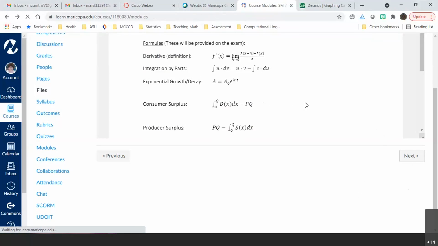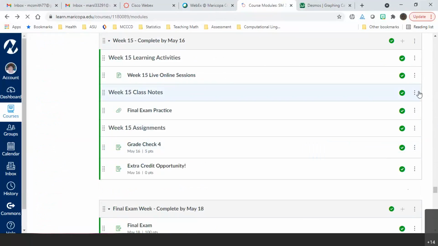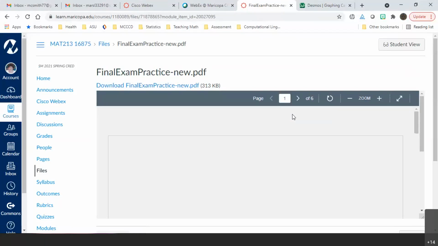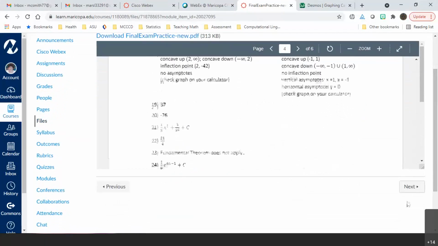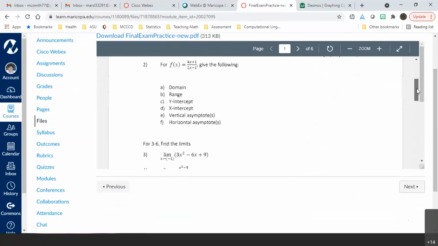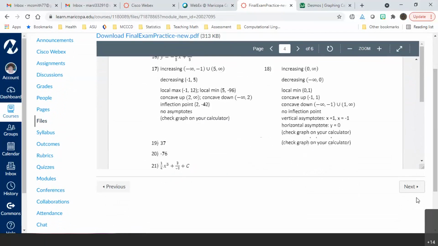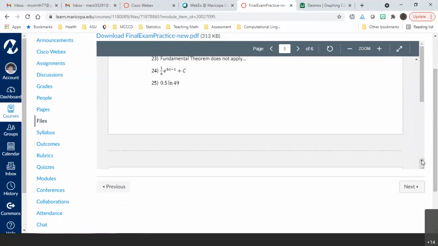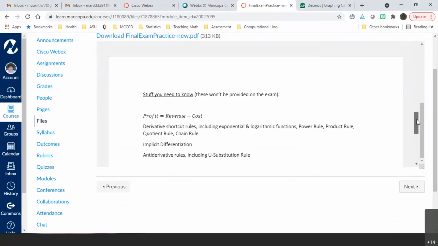Where exactly did you identify this formula sheet? It is in week 15. See right here, it's final exam practice. It's the note sheet that I am going to be doing today and on Thursday, and the formulas are all the way at the bottom of the note sheet. Again, feel free to make your own note sheet. I'm sorry, I'm having a little trouble with all the slider bars here. Let me see if I can get down there again. Solutions, and then you've got them afterwards. Thank you very much. At the bottom, yeah. Stuff you need to know.